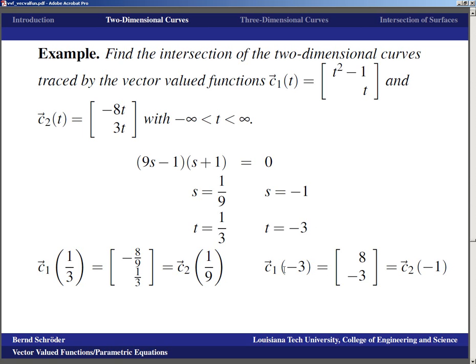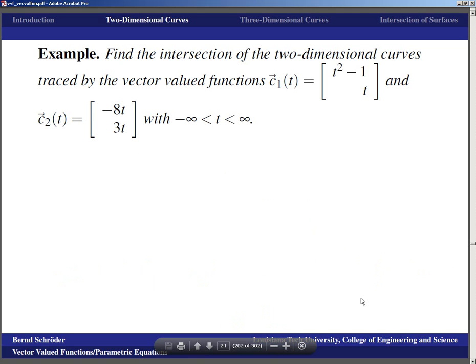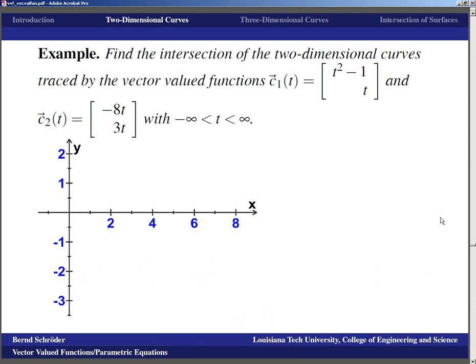So this is the double check that I have already preached on quite a bit. Whenever you can double check, do it. Don't just compute the point with c1, also compute it with c2 to make sure that things really are intersection points. And that then means the intersection points are negative 8/9, 1/3, and 8, negative 3, and that's the solution. And if we want to visualize that, we could just plot the two functions.